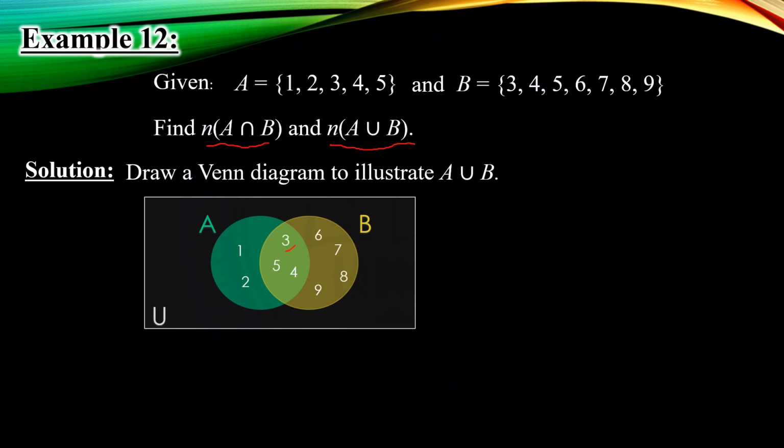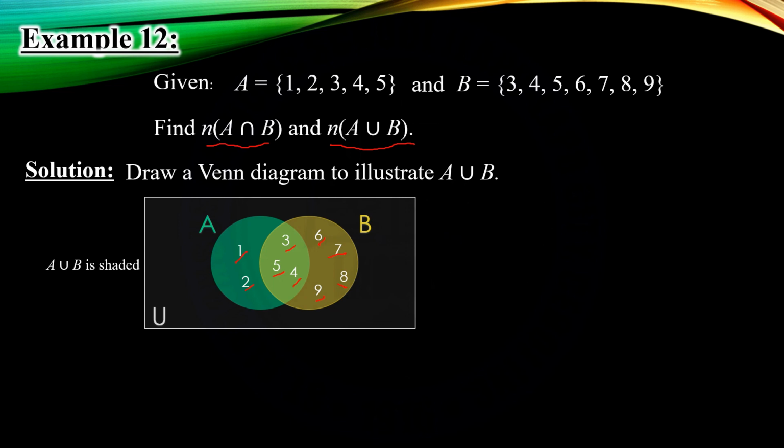And 3, 4, and 5 are placed here at the intersection part because these elements or outcomes can be found in both set A and set B. We put 1 and 2 here because they belong to set A only. And we put 6, 7, 8, and 9 here because they belong to set B only. As you observe, A union B is shaded because we need the elements or outcomes in both set A and set B.